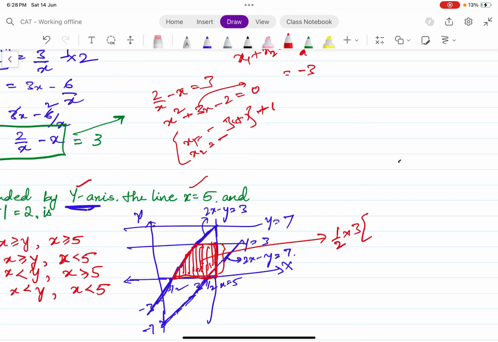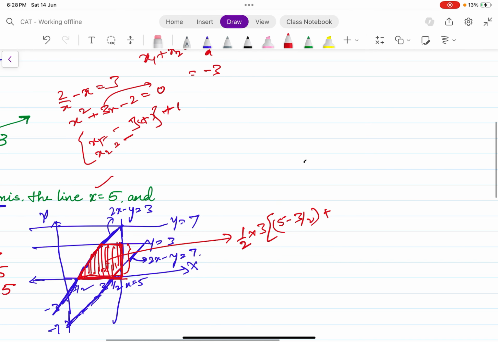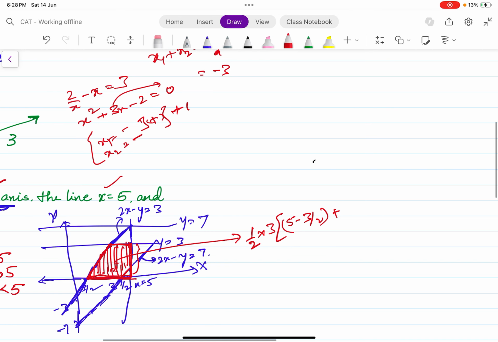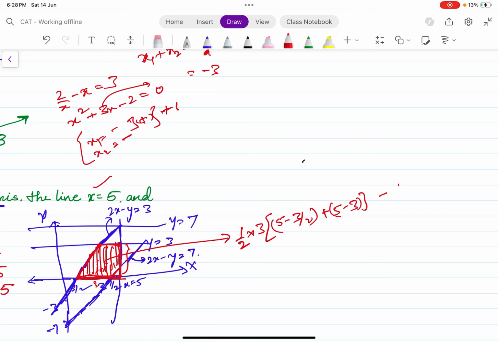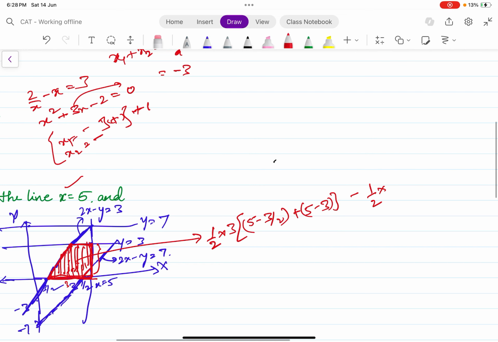And what is the sum of the parallel sides? So this length plus this length. So we know this length to be 5 minus 3 by 2, plus this length is how much? This point is the intersection of 2x minus y equals 3 and x equal to 3. So this line we found to be 3, right? So it is 5 minus 3. This is the area of the trapezium, minus the area of the triangle, half into height. This line intersects the x equal to 5 line, so if I put x equal to 5 here, you get y equal to 3.